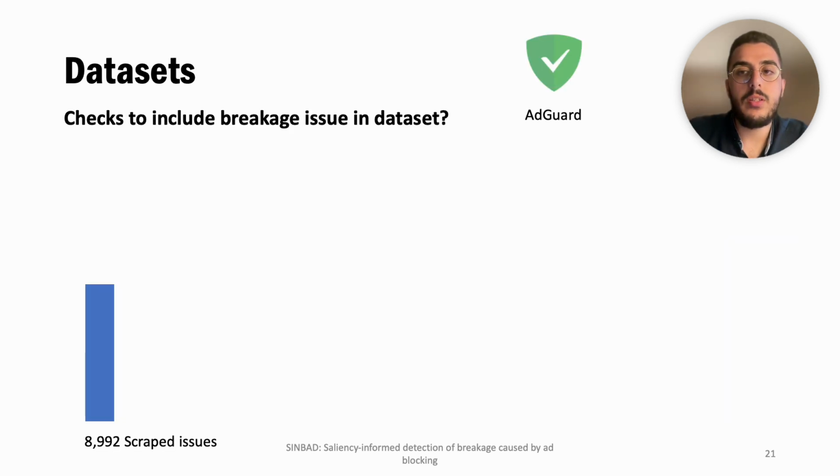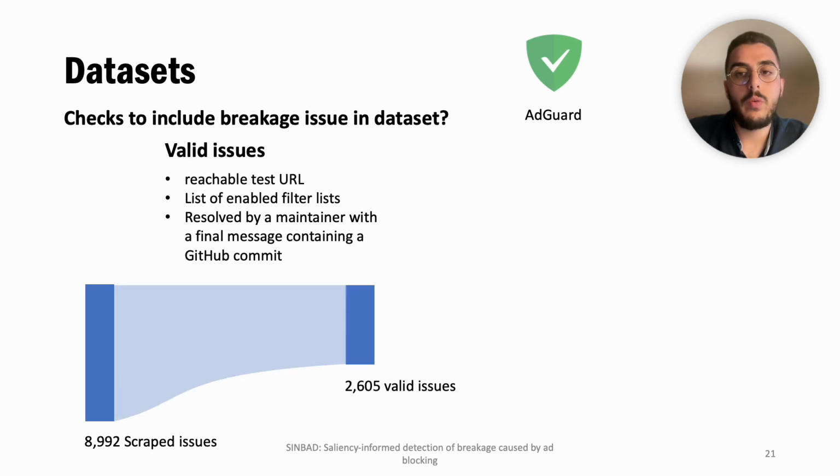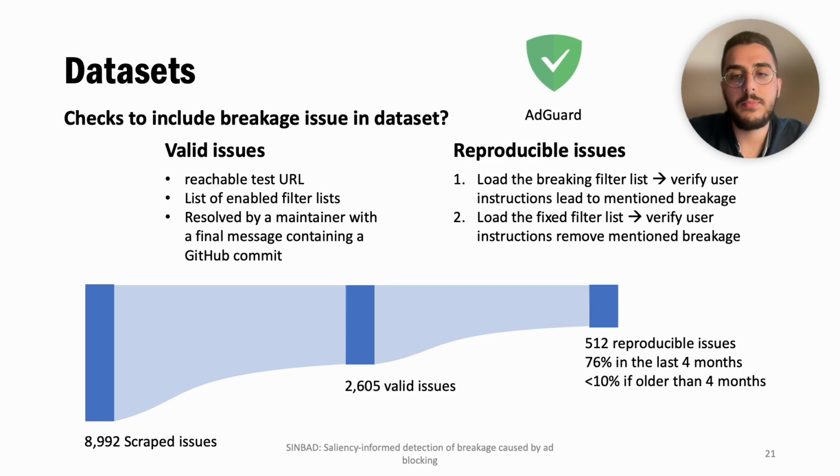As in other breakage studies, our main bottleneck is datasets. But how do we get to the issues that we use for training in the first place? First, we filter out all the issues that don't have a reachable and live URL where the breakage was first reported. Next, the issues must also include the active filter list in the user's ad blocker to be able to reconstruct the exact state of the ad blocker that the user used. This is important to reproduce breakage that happens from the involvement of many different rules.